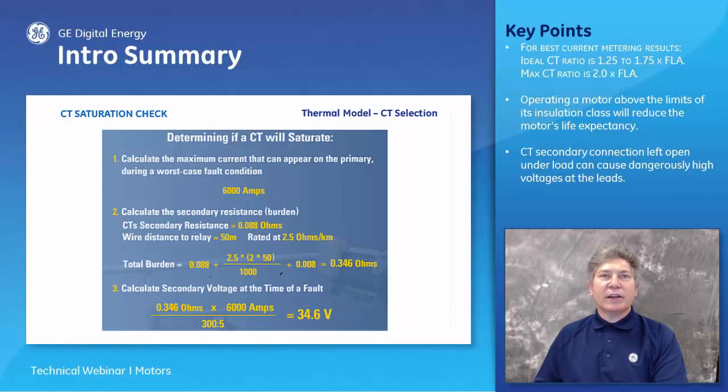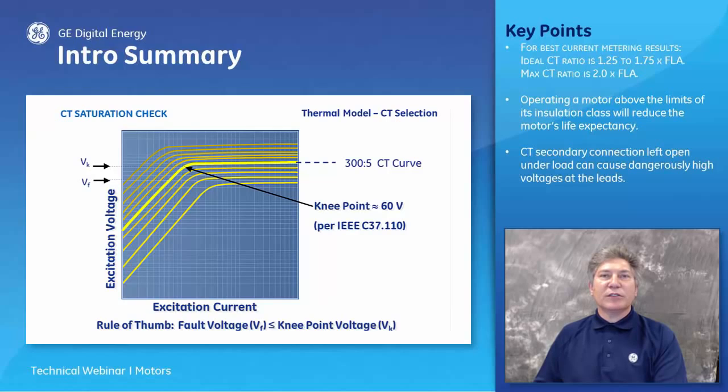With the maximum secondary CT fault voltage calculated, the final step is to refer to the CT excitation curve. Using the excitation curves for the 300 to 5 CT, the knee point voltage is approximately 60 volts, which is well above the maximum 34.6 volts expected at the CT terminals at the time of the fault. Therefore, this CT is acceptable for this application.